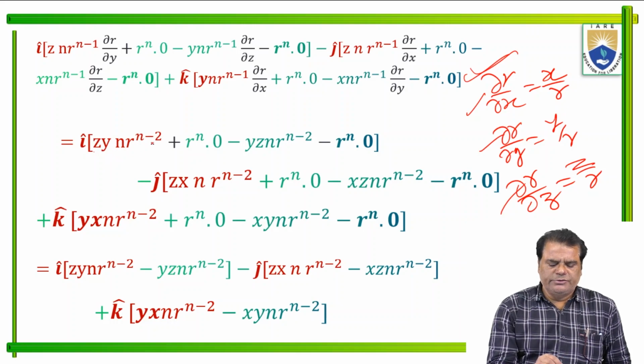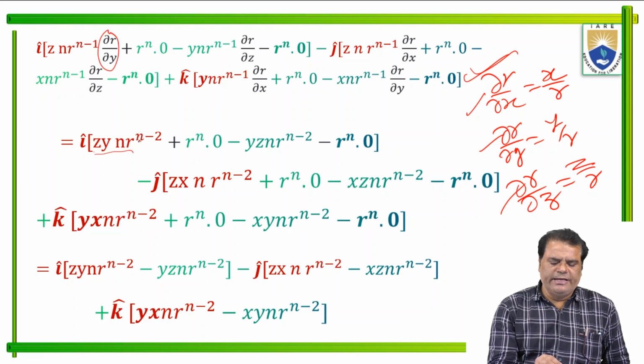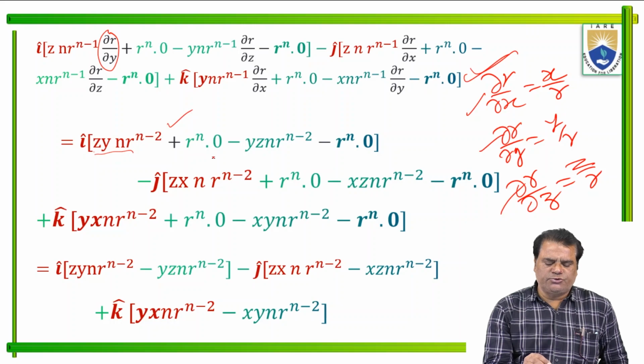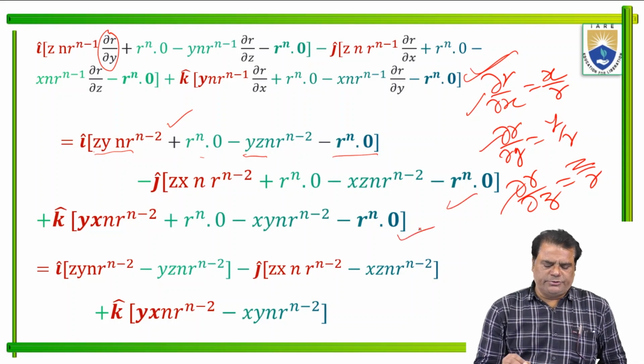Here I am writing y upon r. This is the value of y upon r. So zy r to the power n minus 2, then 0 minus yz r to the power n minus 2. After putting these, we get this value.